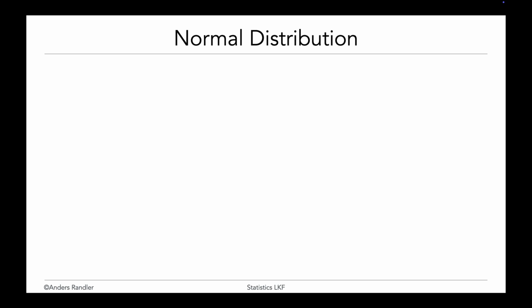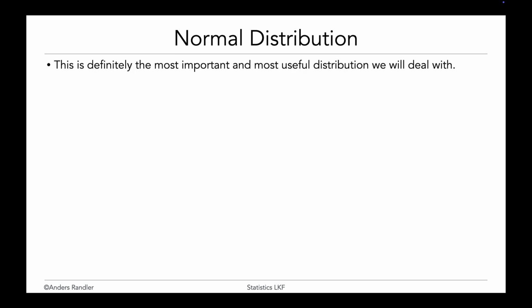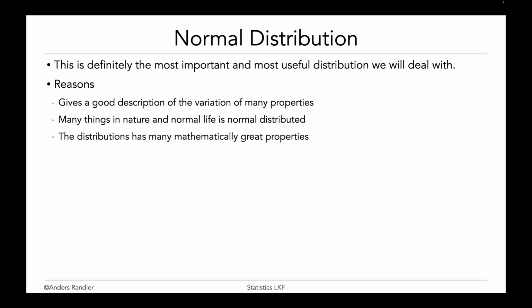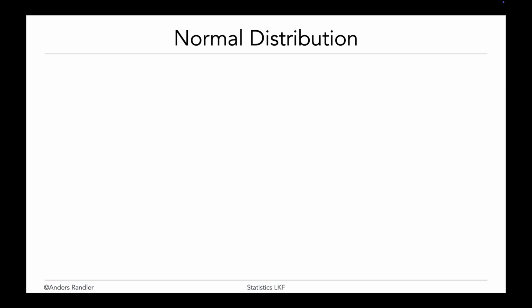Ending this lecture on a high note, so normal distribution, which is by far the most used distribution. And so we will be dealing quite a lot with this. So this is definitely the most important one. So why is that? Well, it gives a good description of a variation of many properties. Many things in nature and normal life are normally distributed. The distribution has many mathematically great properties, and it's also sometimes called the Gaussian distribution.